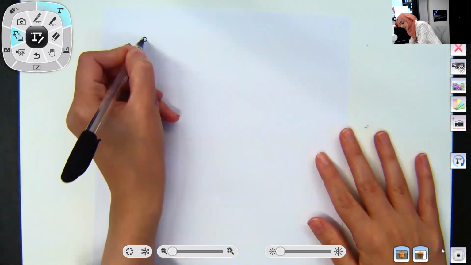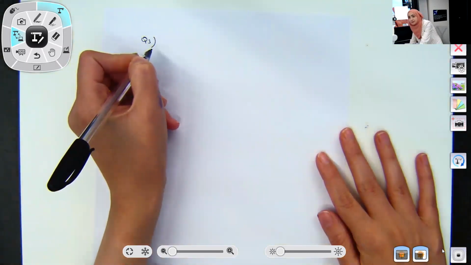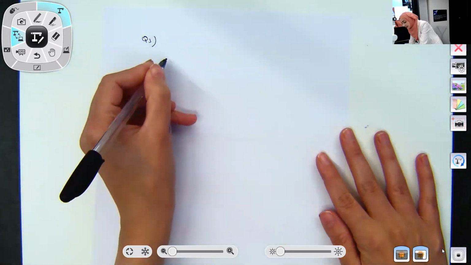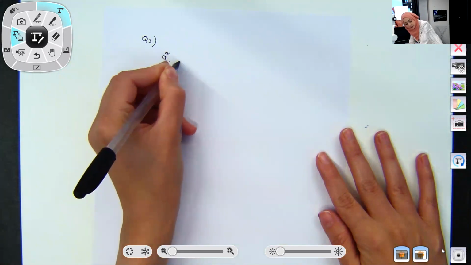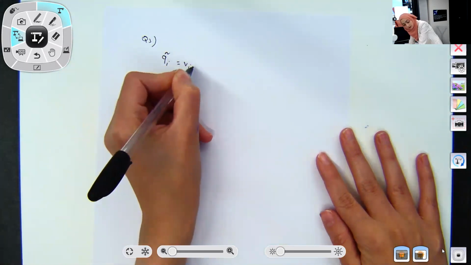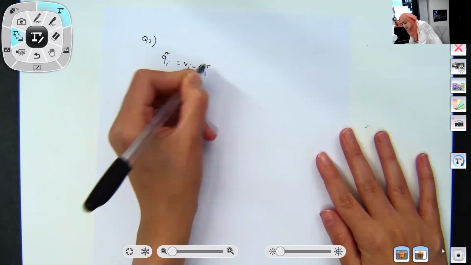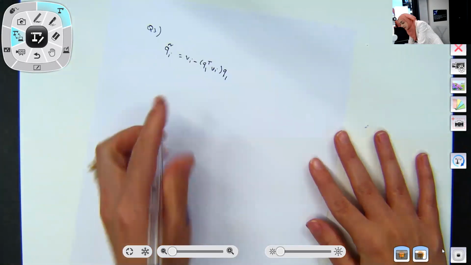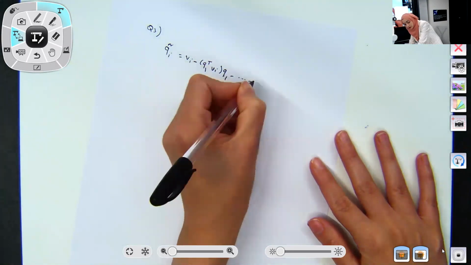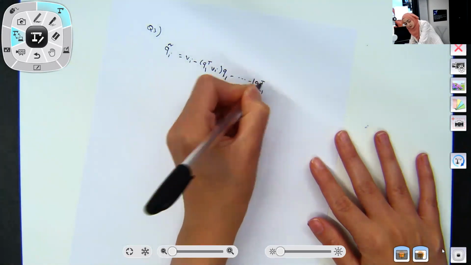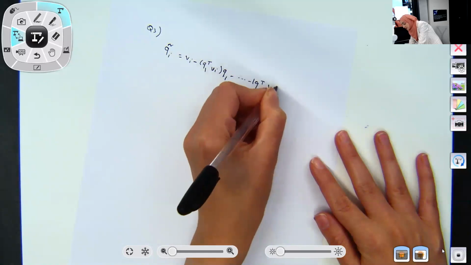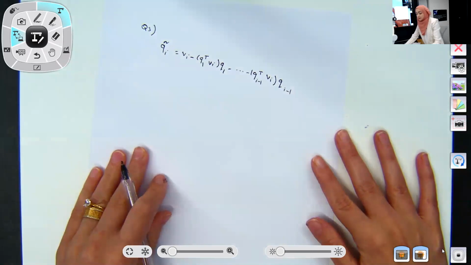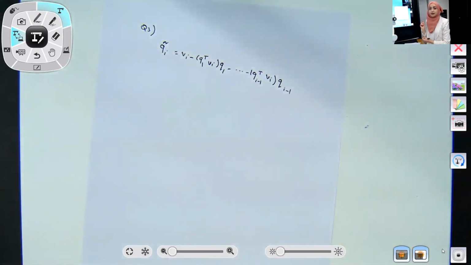For question 3, we need to apply Gram-Schmidt. At the beginning, we need to know what the Gram-Schmidt is. The Gram-Schmidt says Qi tilde equals Vi minus Q1 transpose times Vi, all multiplied with Q1, minus up to Qi minus 1 transpose times Vi, all multiplied with Qi minus 1. So at the beginning, we need to find the Q1 tilde.